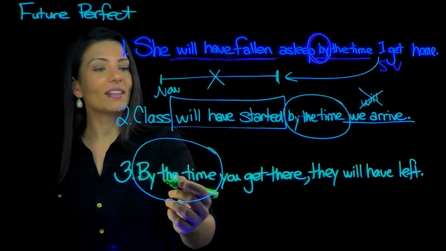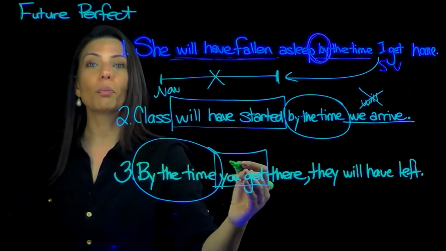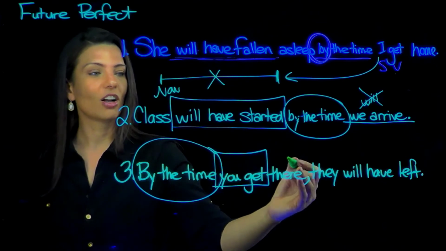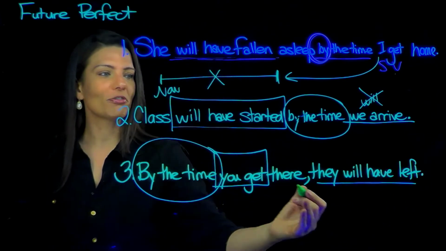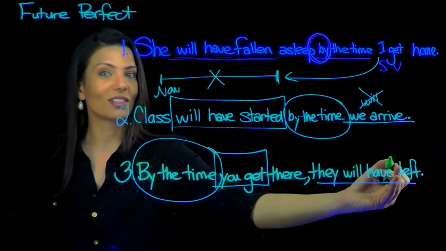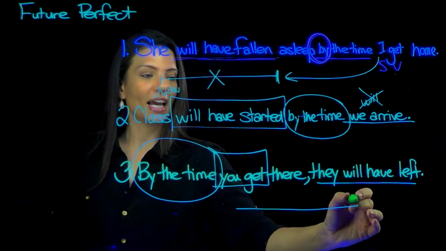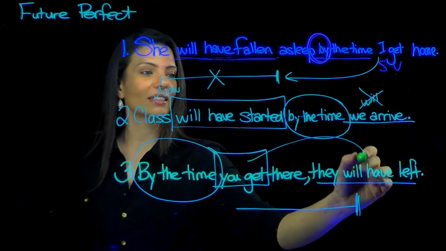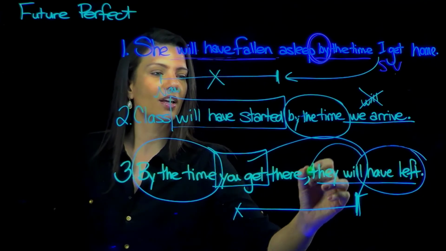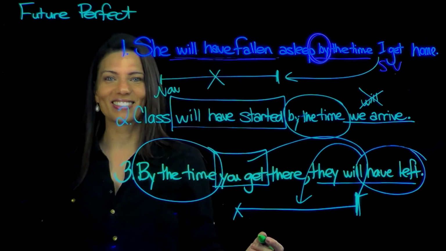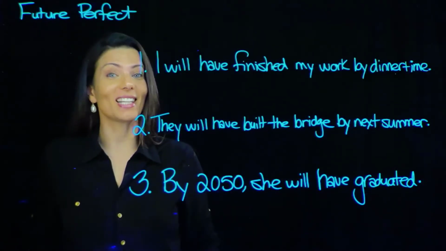Okay, so by the time you get there, so here we go with the by phrase plus the simple present, comma, they will have left. All right, there we go. That's the future perfect, will have left. All right, so remember, with that timeline, the deadline is this. By the time you get there, this is now, and sometime in between there, they will have left. Got it? Let's take a look at these other future perfect examples.